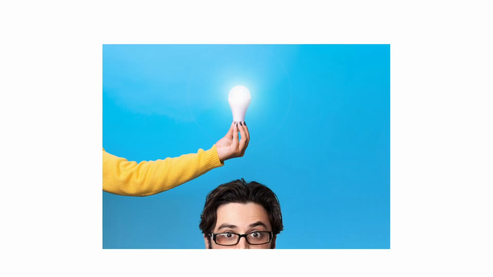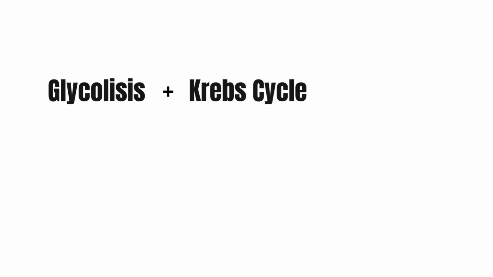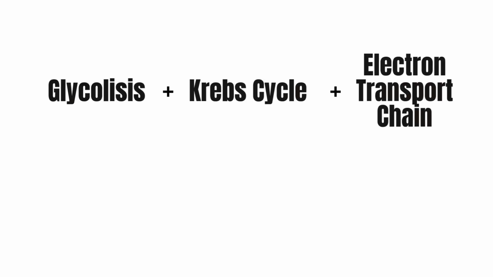So, now you know. Cellular respiration is how your body converts food into energy. 3 main steps, glycolysis, the Krebs cycle, and the electron transport chain, work together to produce ATP, which is pretty amazing if you ask me.